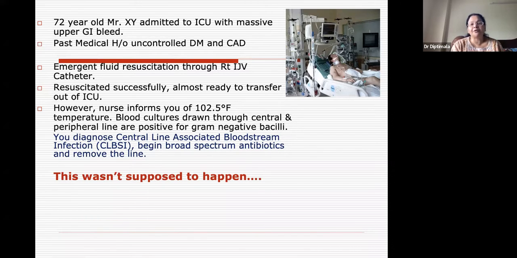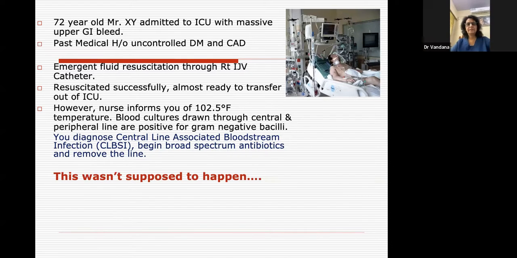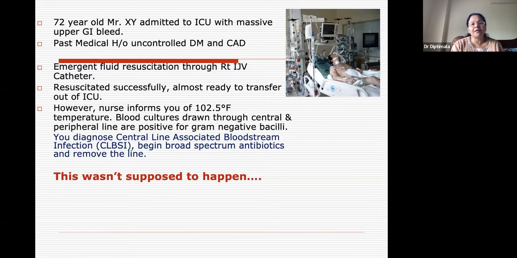patient is almost ready to be transferred out of the ICU, the nurse informs you that the patient has a temperature spike of 102.5 degrees Fahrenheit. Blood cultures drawn through the central and peripheral line are positive for gram-negative bacilli. You diagnose it to be CL-BSI, that is central line associated bloodstream infection. And you begin with the broad spectrum antibiotics and remove the line. This was not supposed to happen.